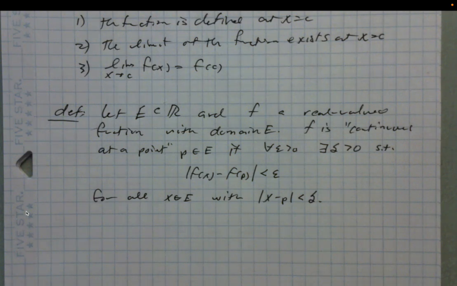Basically, what we're saying is a function is continuous at a point p if for all epsilon greater than 0, you can find some delta such that whenever you're within delta of this point p, the function value is within epsilon of the point f of p. And that's the definition of continuity. You can get as close as you want to the point p, and you are less than epsilon.